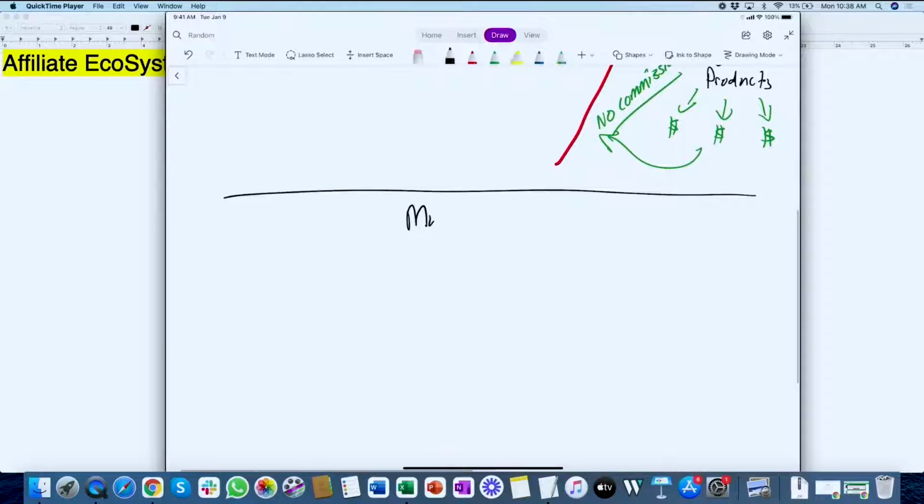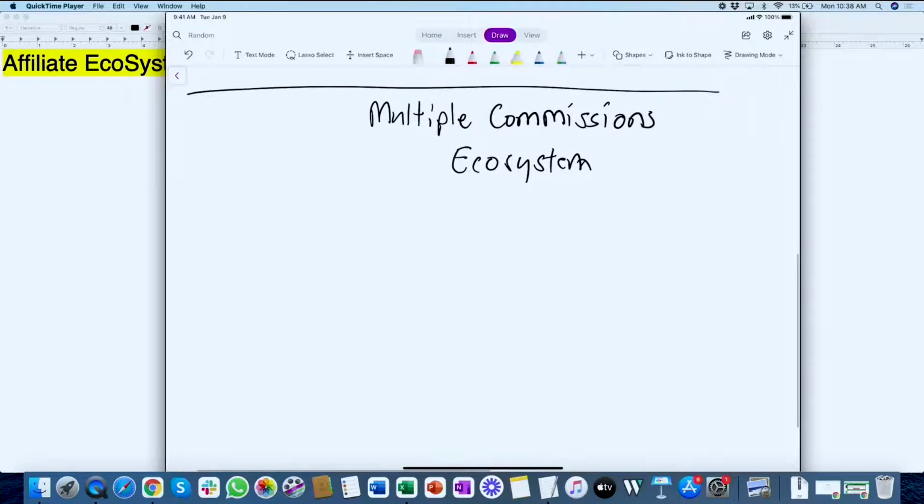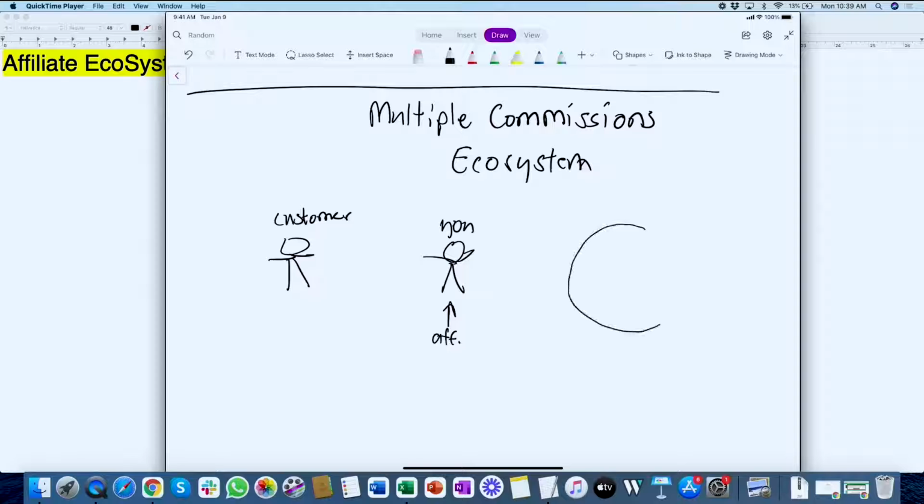Well, to get multiple commissions, you want to use an ecosystem. Now, let me show you how an ecosystem works. Basically, you have the customer, and then we have you, and you, of course, are an affiliate, and then what we have is the ecosystem.